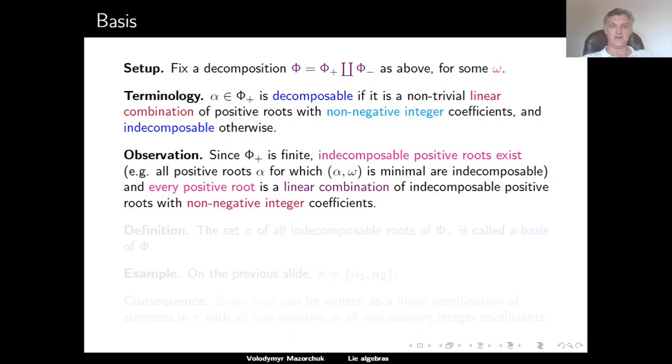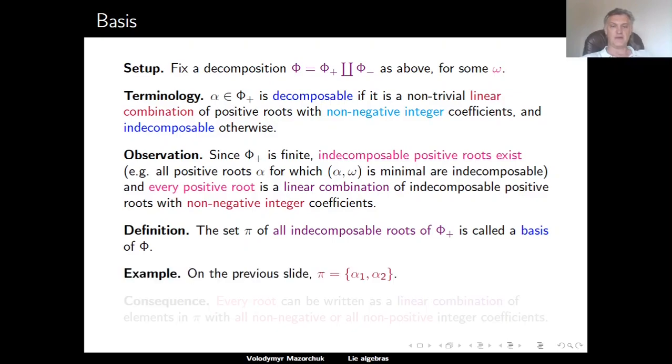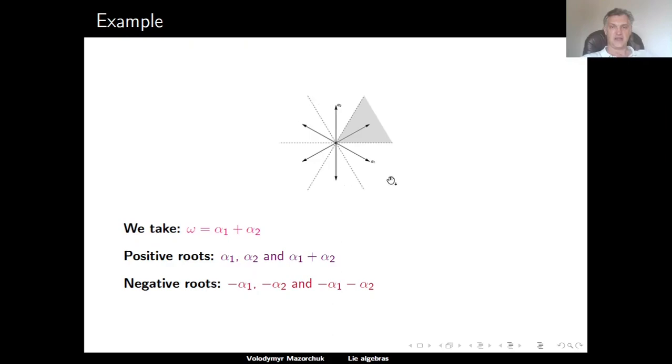So we denote by pi the set of all indecomposable roots of phi plus, and we call pi the basis of phi, corresponding to this decomposition of phi into positive and negative roots. For example, on the previous slide, the basis pi associated to our positive roots consisted of roots alpha 1 and alpha 2. Here is the example.